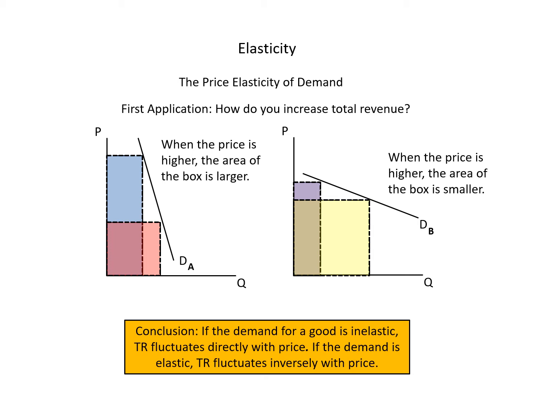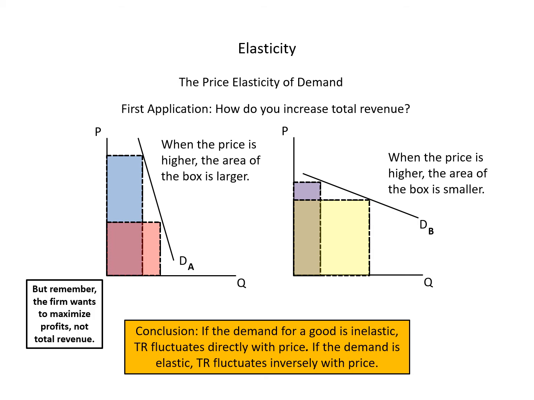The orange box down at the bottom succinctly summarizes this concept. If the demand for a good is inelastic, total revenue fluctuates directly with price. If the demand is elastic, total revenue fluctuates inversely with price. This is good information, but remember, firms want to maximize profits, not necessarily total revenue.